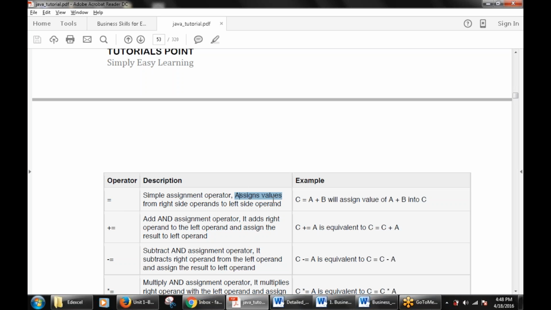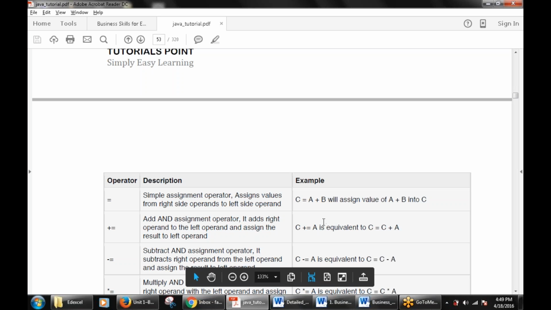So this is a simple assignment operator that is denoted by the equals to sign. It assigns a value from the right hand side operand to the left hand side operand. So if c equals to a plus b, that will assign the value of a plus b into c. Then next is the add and assignment operator. That means performing the addition as well as the assignment. It adds the right operand to the left operand and assigns the result to the left operand.